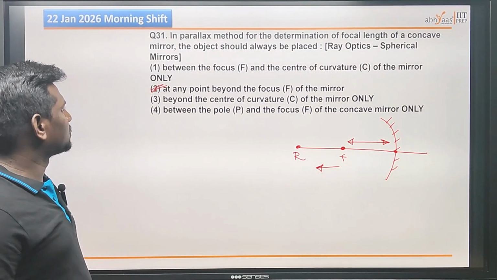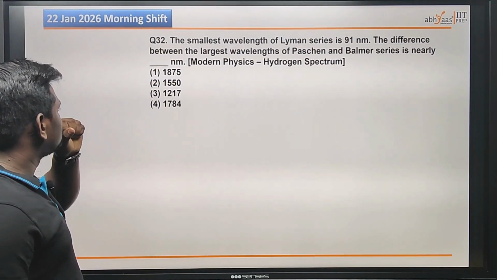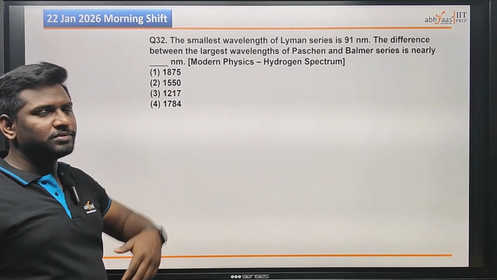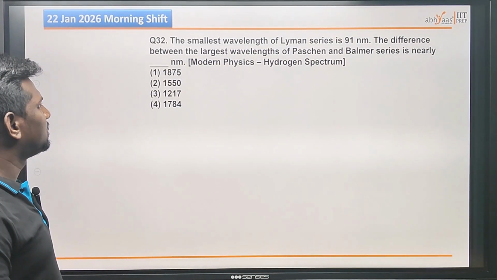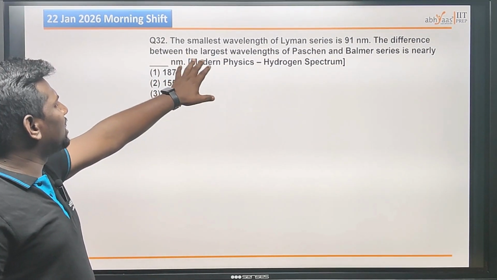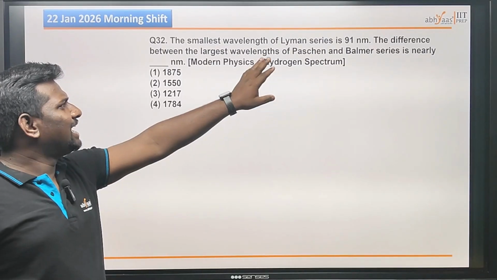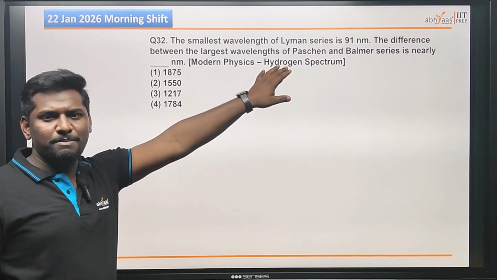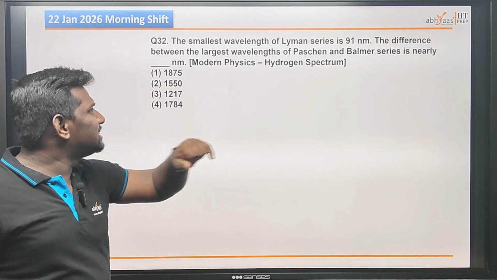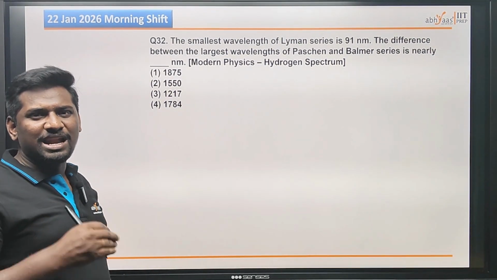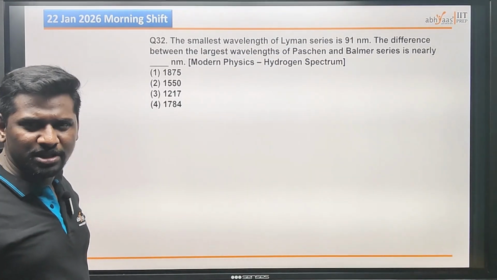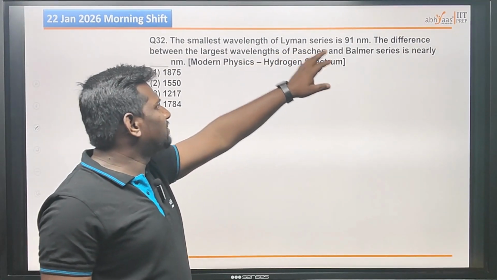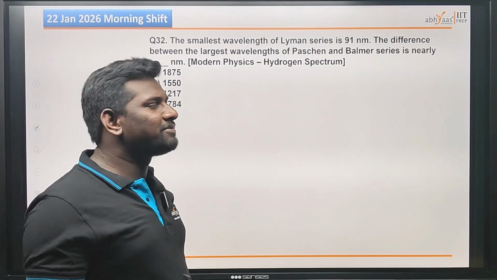So next question, simple question only. Okay, see here, question number 32, hydrogen spectrum, very easy question. The smallest wavelength of the Lyman series is 91 nanometer. The difference between the largest wavelength of the Paschen and Balmer series is nearly, what they are asking? Largest or maximum wavelength of the Balmer and Paschen. So why have they given the wavelength for the Lyman series? To find the R value.